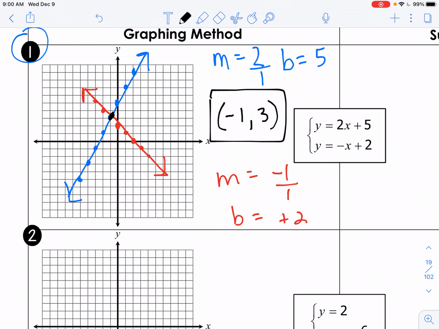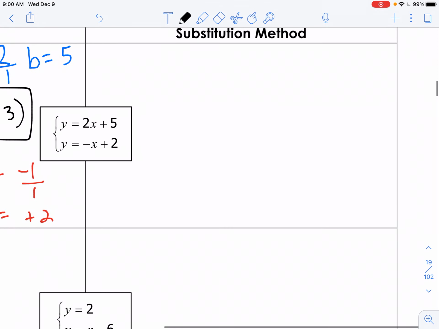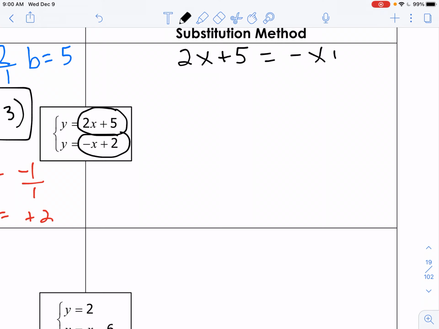Okay. All right, now we're going to move over to the right-hand side, and we're going to do the same exact problem, except this time we're going to do the substitution method. With this one, both lines are already set equal to y, so this one is actually the equal values method. When they're both set equal to y, you set them both equal to each other. So I'm going to take this part right here and set it equal to this part right here. And now I just solve for x.